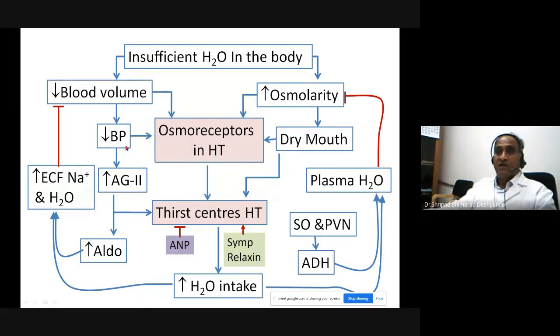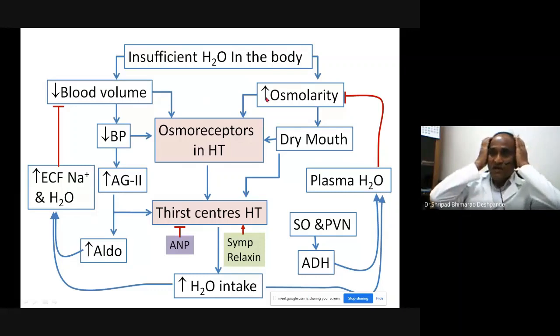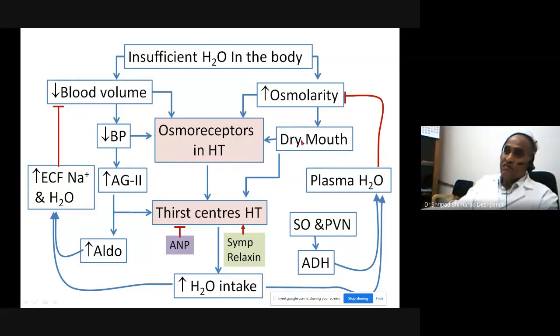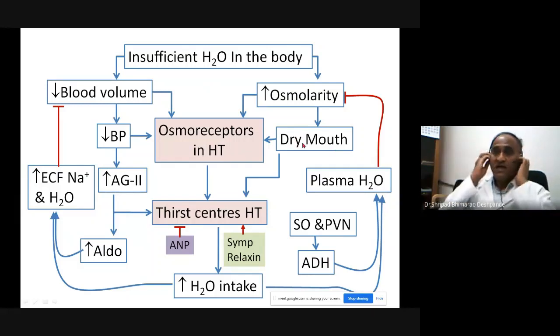Okay, so now this will increase the sympathetic activity. I mentioned here that sympathetic activity increases the thirst center. Sympathetic activity produces dryness of the mouth. So whenever you are nervous, whenever you are coming to the examination, or you are having anxiety, your mouth will dry because of the sympathetic activity. This sympathetic activity will also be increased because of the decreased blood pressure.